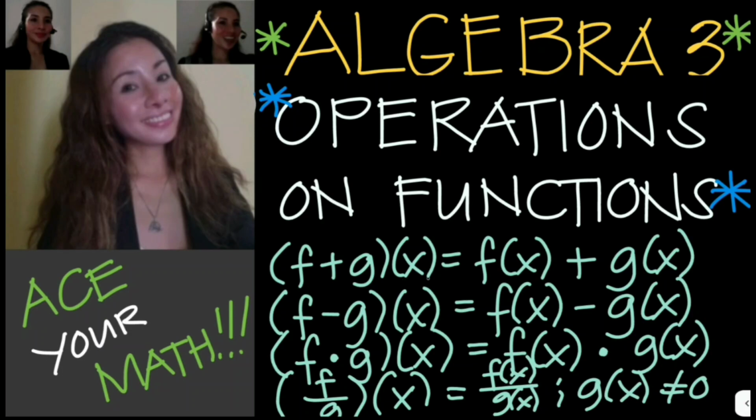So f plus g of x is just equivalent to f of x plus g of x. Then f minus g of x is just equivalent to f of x minus g of x. F times g of x is just equal to f of x times g of x. Then f divided by g of x is just equivalent to f of x over g of x, provided that g of x is not equal to 0. Now let's try solving some problems here.